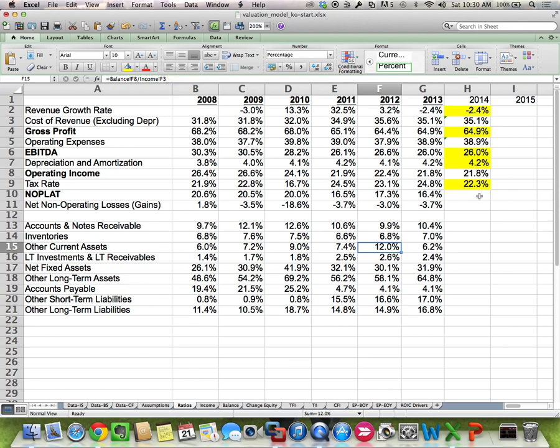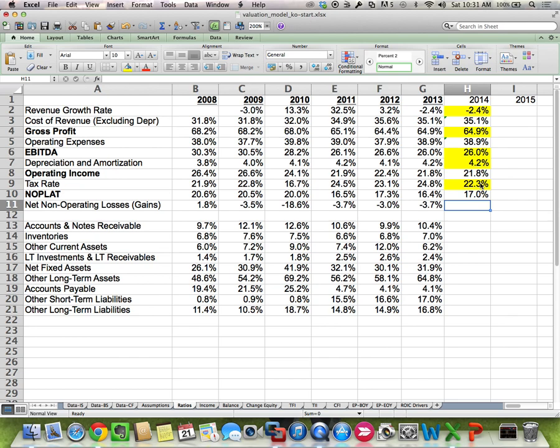All right. NOPLAT. Well, what is NOPLAT? NOPLAT equals my operating income times 1 minus the tax rate. That's just my formula. So I'm going to forecast my NOPLAT based on the operating income forecast and the tax rate that I chose. So that solves for my NOPLAT.